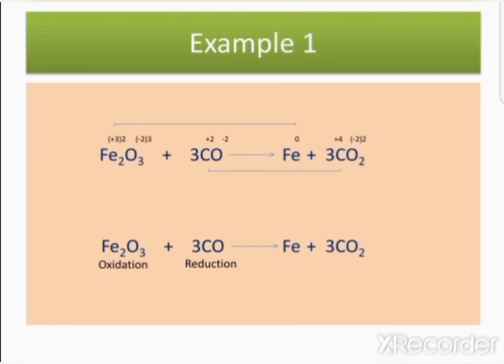The oxidation state of free element Fe is 0. The oxidation state of carbon in carbon dioxide is positive 4. The oxidation state of oxygen is minus 2. In this reaction, iron is being reduced because there is a decrease in its oxidation state, from positive 3 to 0. Whereas carbon is being oxidized because there is an increase in oxidation state. The oxidation state of carbon increases from positive 2 to positive 4.